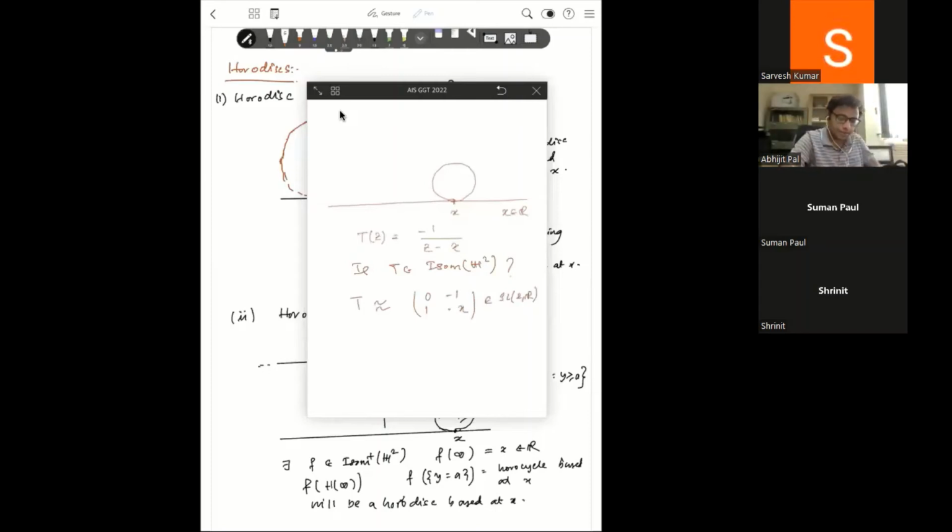And what is the dynamics of this isometry? Let me ask you this question. Suppose C is the horocycle based at x. Where will T of C go? What will it be equal to?